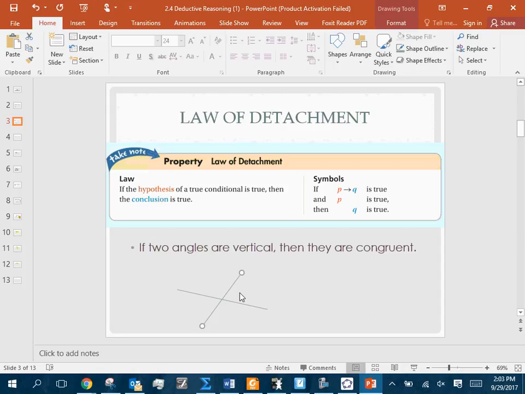So if they're vertical, then what is the conclusion that you can make about those two statements given this true condition? They're congruent. They're congruent. Okay. Is that all right with everybody? Okay. I think hopefully the law of detachment is extremely easy.